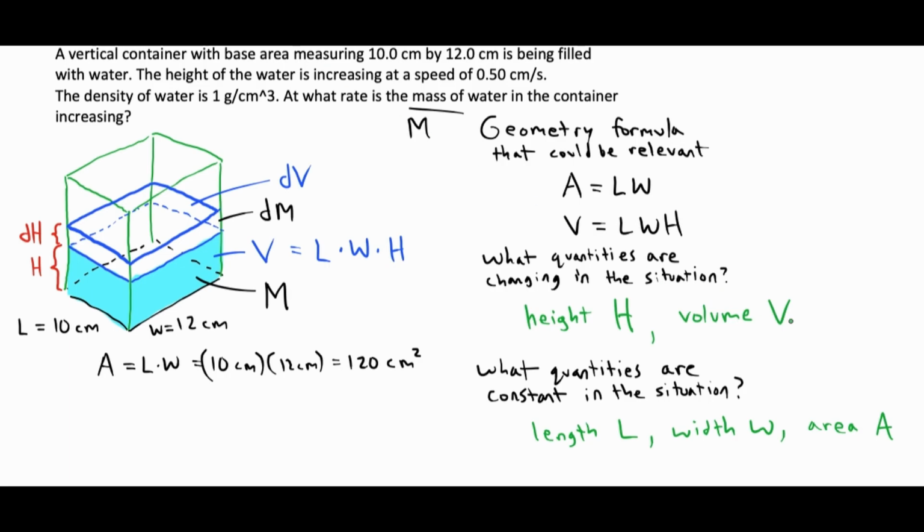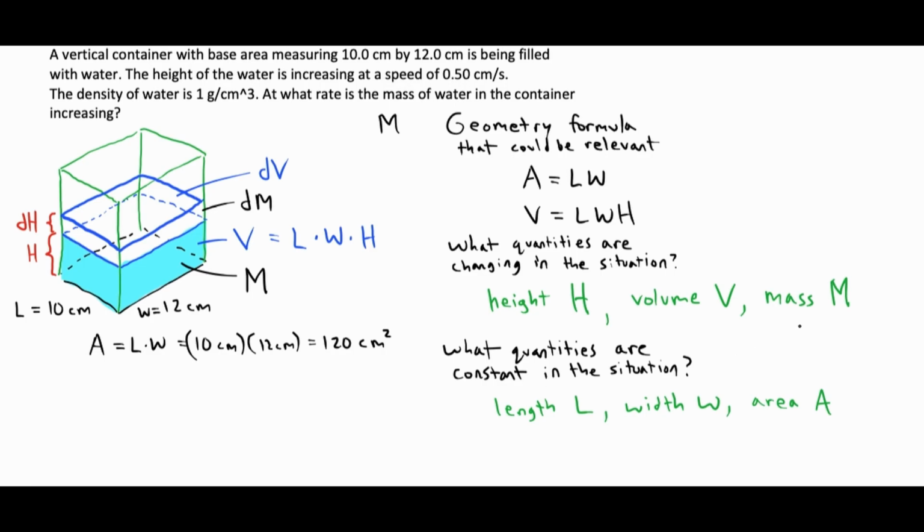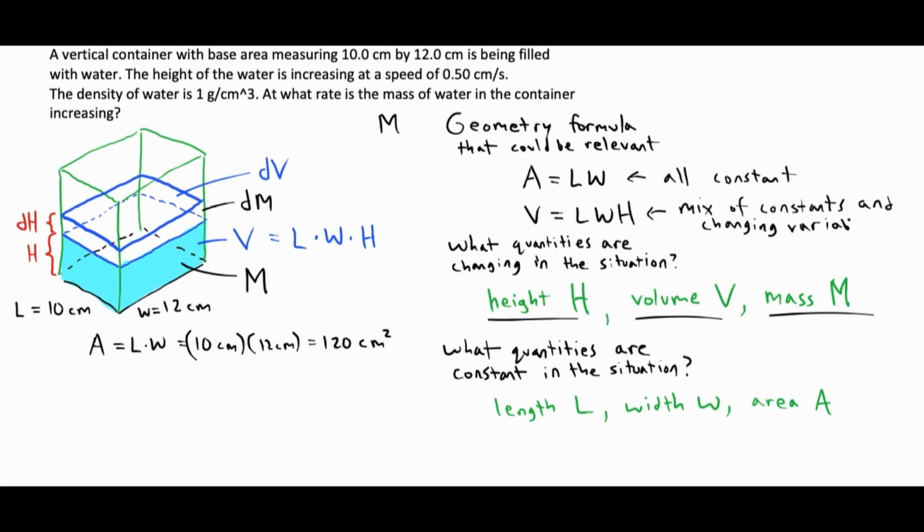All right, so the mass is one more thing that's changing. We want to find how mass and volume and height are related to each other. How do their rates of change relate to each other, right? So I'm not going to be able to find that out by analyzing the area formula. These are things that are all constant. But this is a mix of constants and changing variables. And so that's what I want to work with here, this formula here.